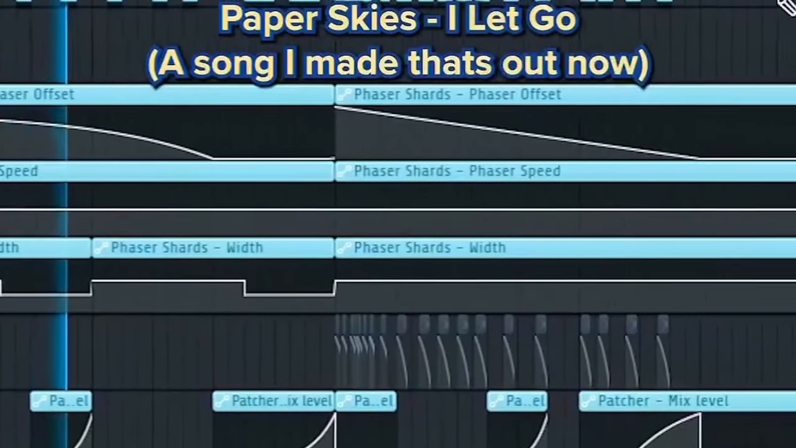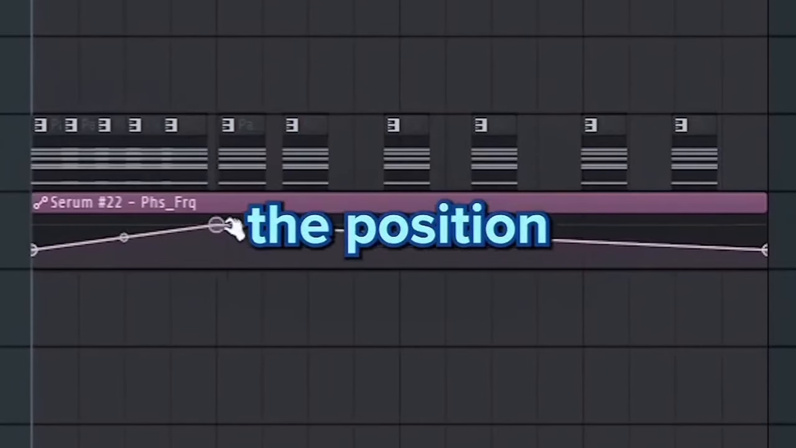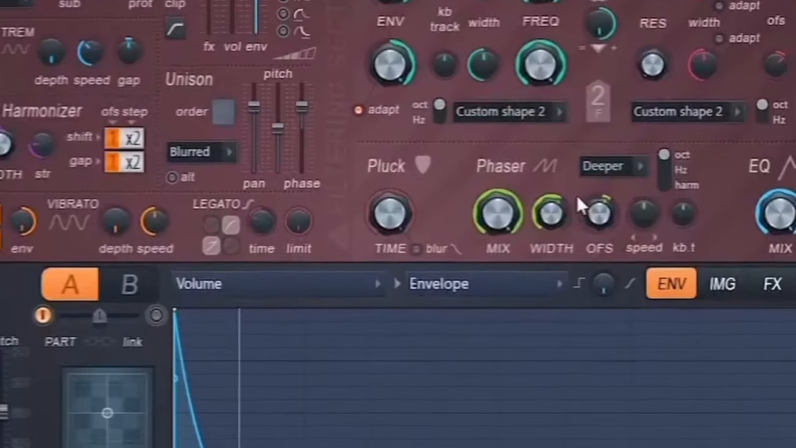I recently watched this reel by Paper Skies, in which he shows how to make colorful stabs. Automate the position of the phaser. At some point he says Harmor has like the best phaser of all time.